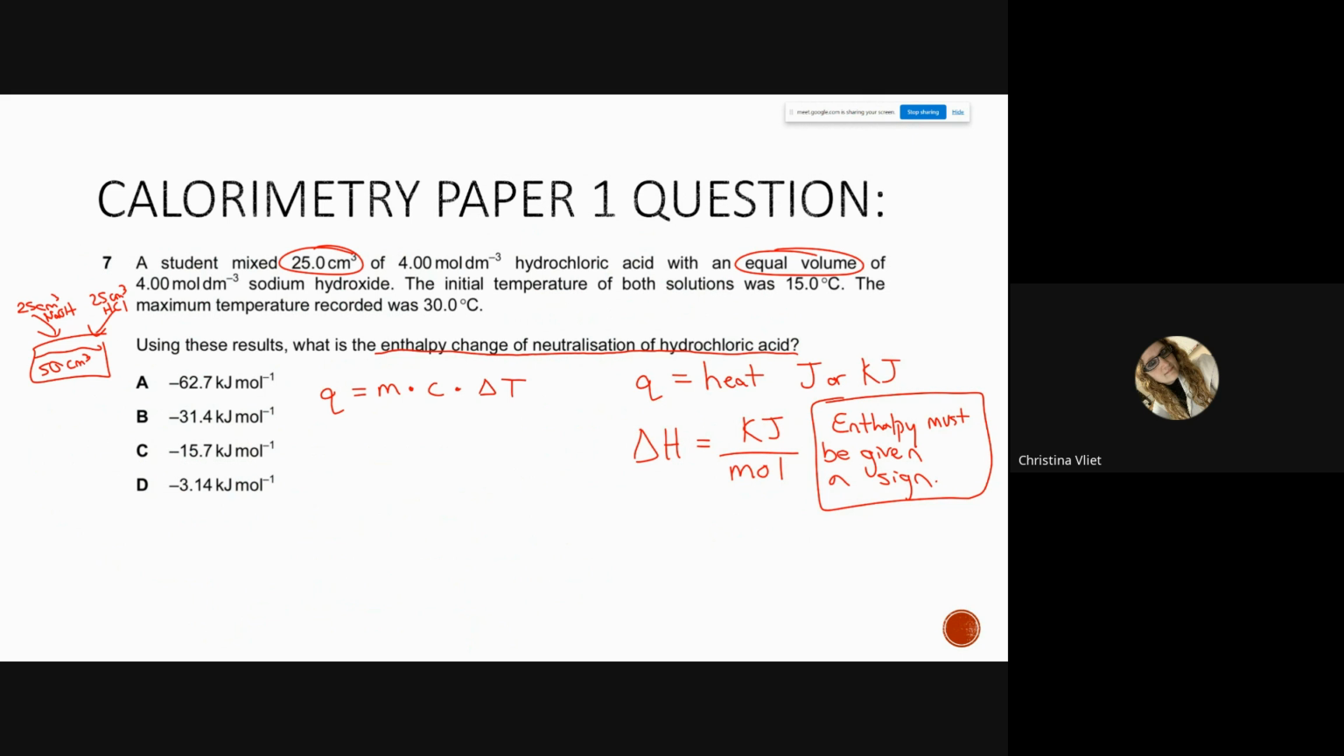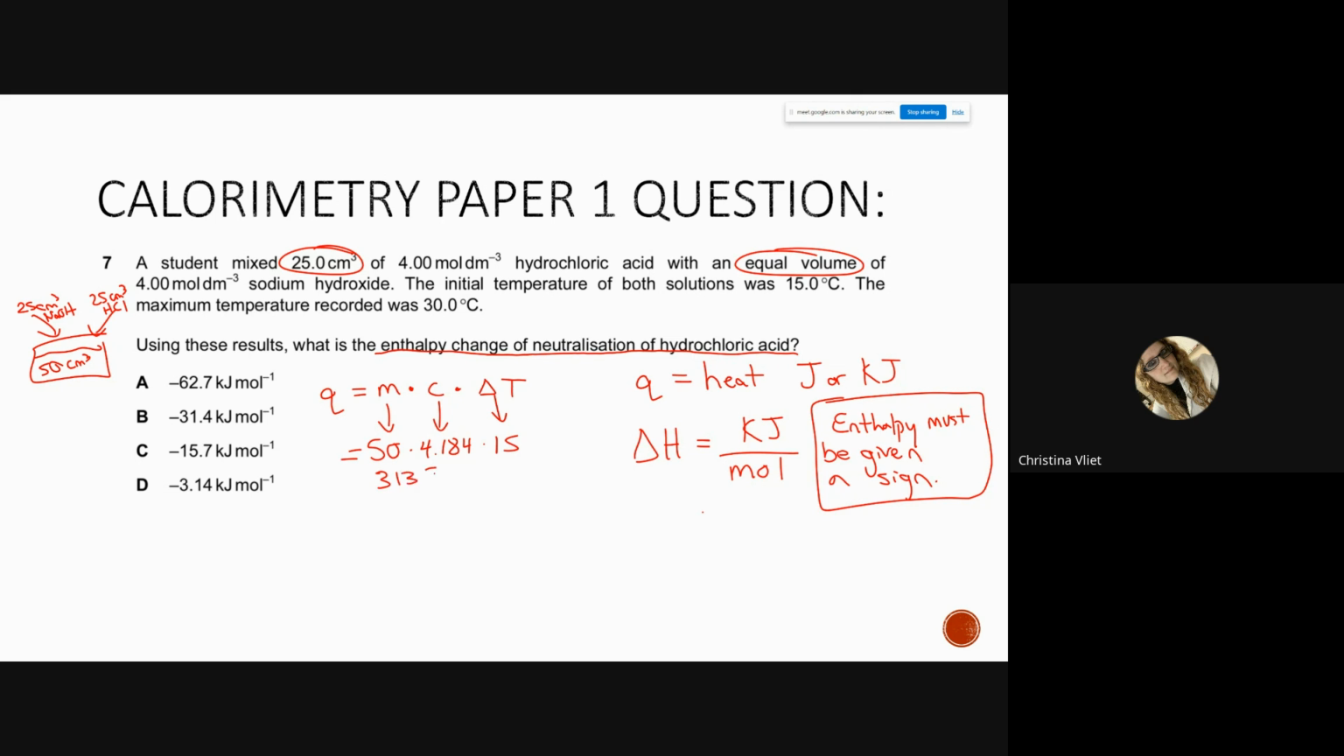So mass is 50. C is 4.18. Delta T is 15. All right, what we got for Q so far? I got, when I did it, 3135 joules.